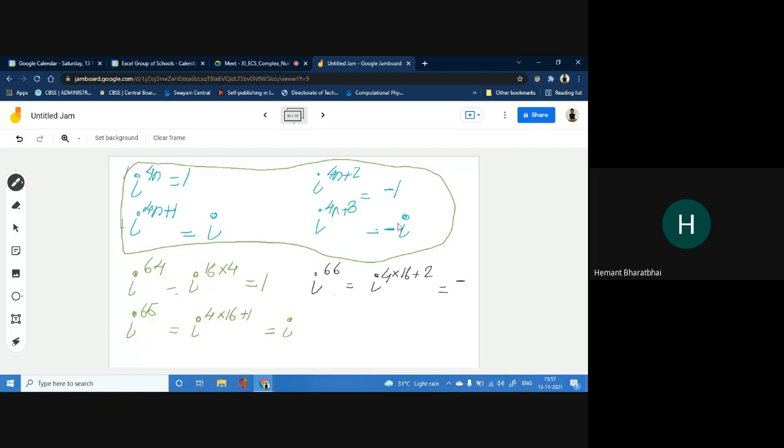Similarly, suppose I write i raised to 66. This i raised to 66 can be written as i raised to 4 into 16, that is 64, plus 2. So that gives me 66. So i raised to 4 and plus 2 is how much? Minus 1. So i raised to 66 is going to give me the answer minus 1.